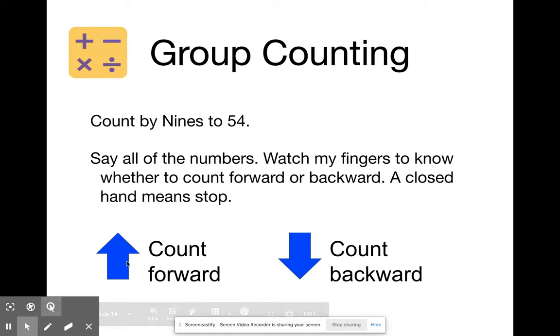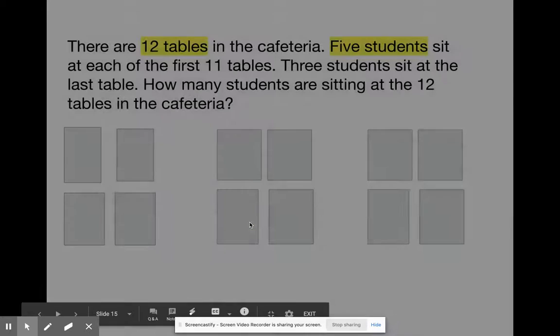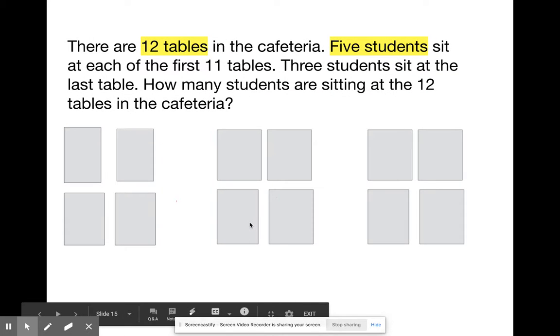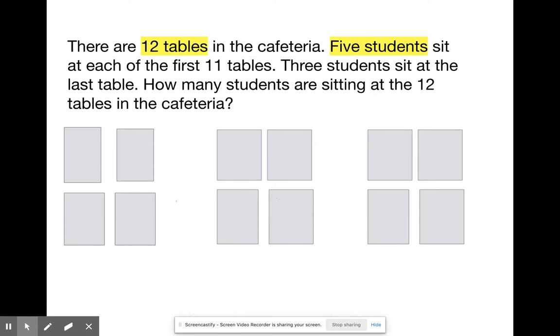Okay, moving on to our application problem. So let me read the problem first, and then you can draw. There are 12 tables in the cafeteria. 5 students sit at each of the first 11 tables. 3 students sit at the last table. How many students are sitting at the 12 tables in the cafeteria?